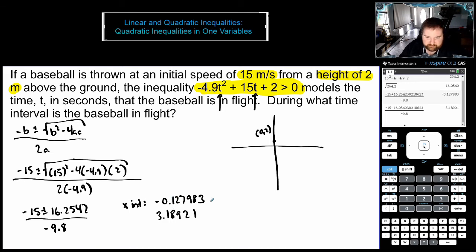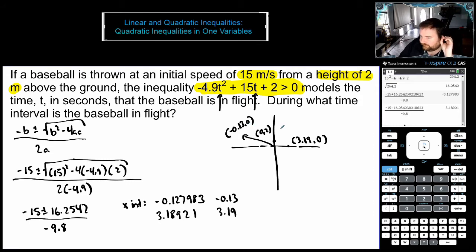Let's round both of these to maybe 2 decimal places. So negative 0.13 and 3.19. All right, and now I have a better idea of what this looks like. So it's going to be just there, and then off to this one, which is (3.19, 0). And this one way there, I'm just going to kind of do that. And this is (-0.13, 0).